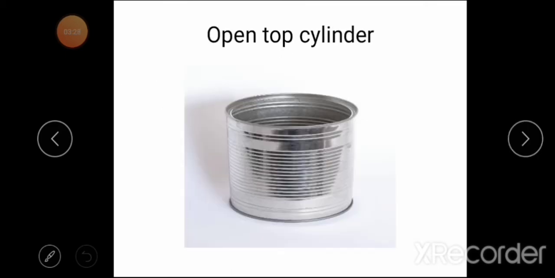This is an open top cylinder. If you look at the top of this cylinder, it is not covered. This is a cup, a container, but the top is not covered. That's an open top cylinder. See, the top is left open.